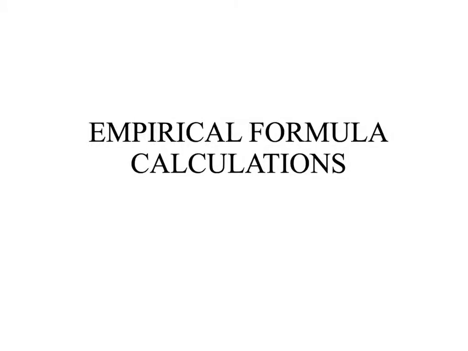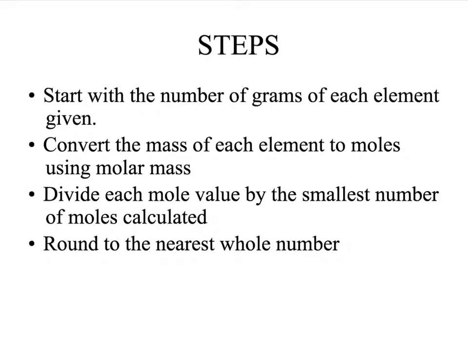Empirical formula calculation. The steps to doing this: First, we will start with the number of grams of each element given. Then we convert the mass of each element to mole using molar mass. Then divide each mole value by the smallest number of moles calculated. And then we round to the nearest whole number.